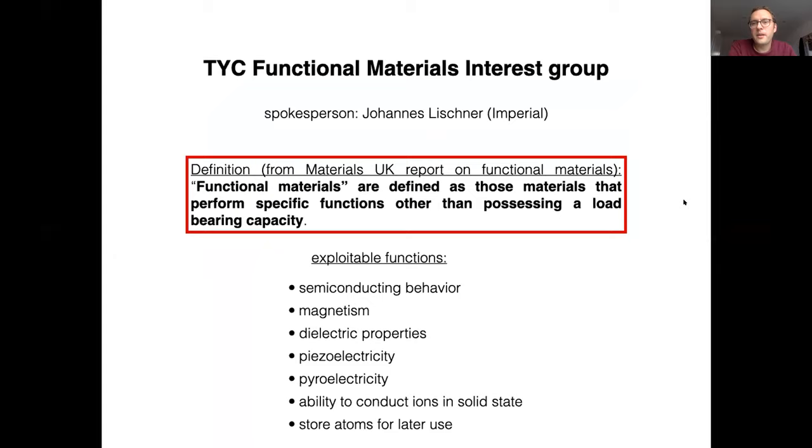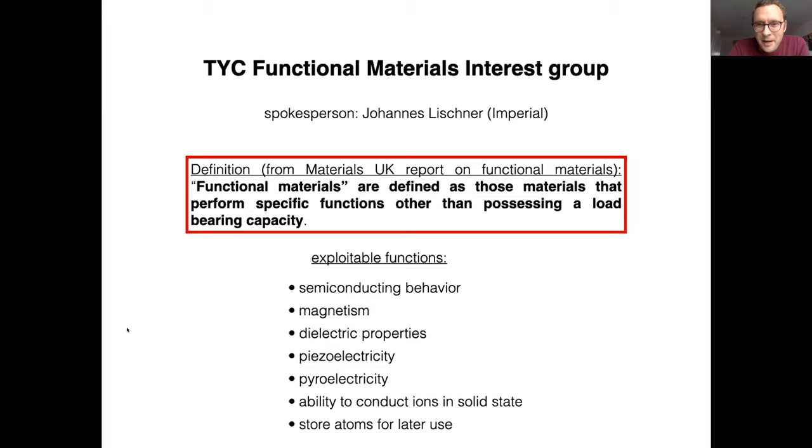All right. Welcome, everybody, also from me. My name is Johannes Lischner. I also work at Imperial College, and I am the spokesperson of the TYC Functional Materials Interest Group. The first question that you might ask yourself is, what is a functional material in the first place? To answer that, I dug up this definition from the Materials UK report on functional materials.